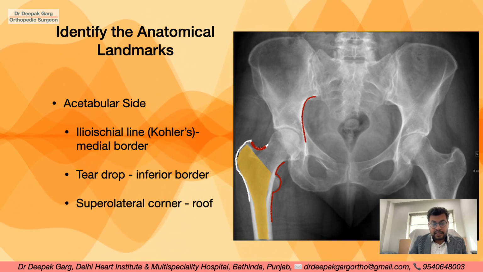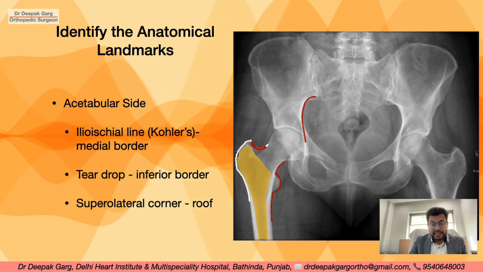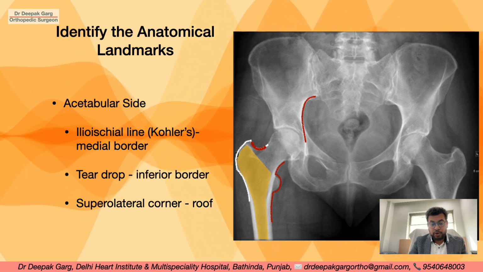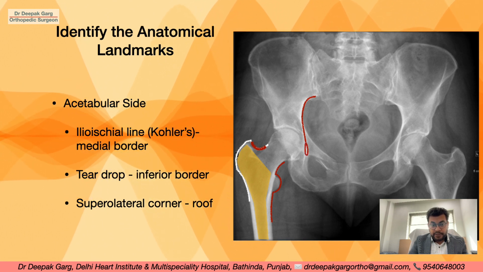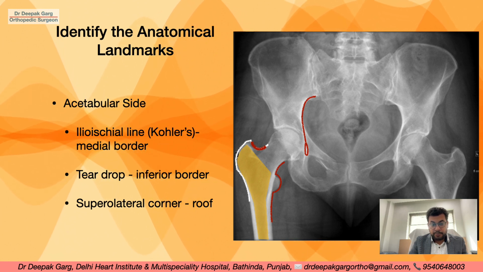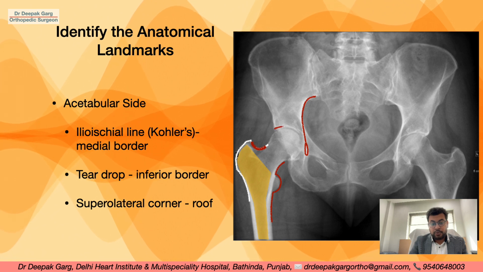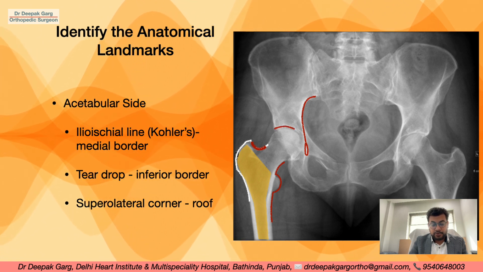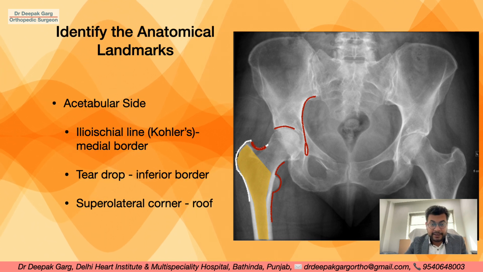We will mark the ilioischial line, also called Kohler's line, which is actually the medial wall of the acetabulum. Now we identify the teardrop, which is the inferior border of the component, and then we identify the superolateral corner or the roof of the acetabulum. So we identify and mark these points in our template.